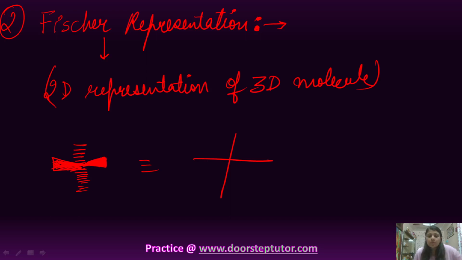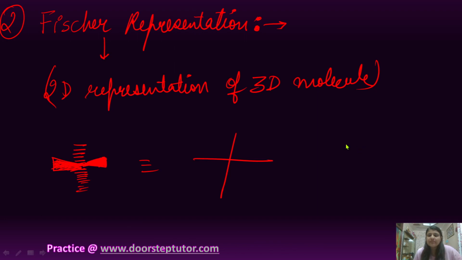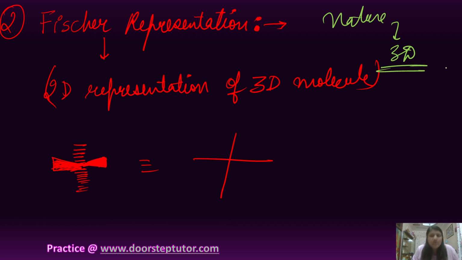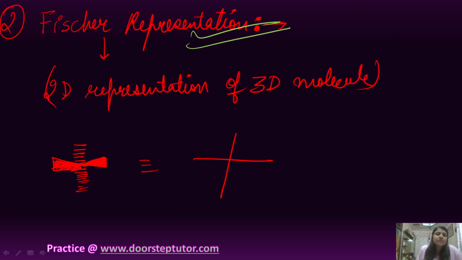So now we are going to represent the molecules in Fischer representation. So what do we have to do in Fischer representation? In Fischer representation, we have to make a 2D representation of 3D molecules. We all know that in nature, in the environment, all molecules exist in 3-dimensional form, but we have to represent that 3D molecule in 2D format. So in that particular case, we have to use the Fischer representation.